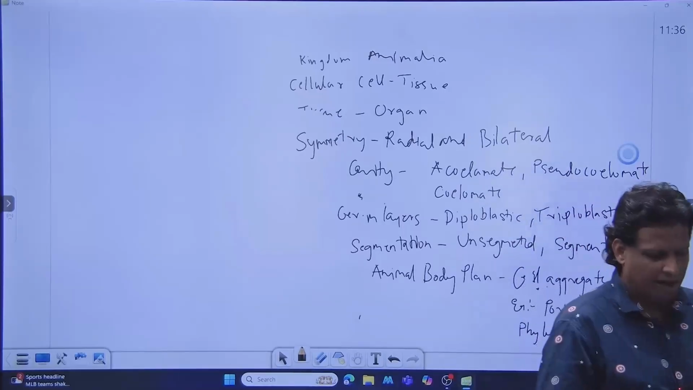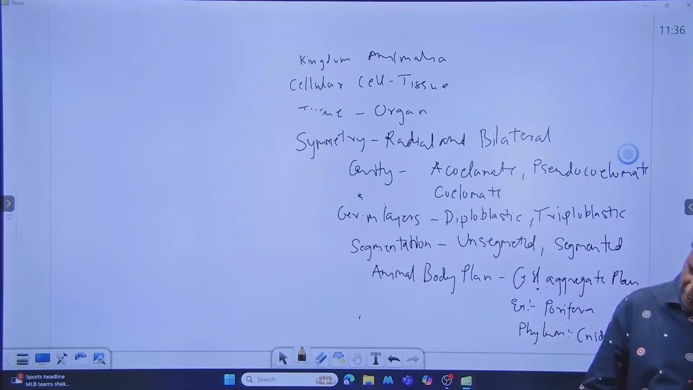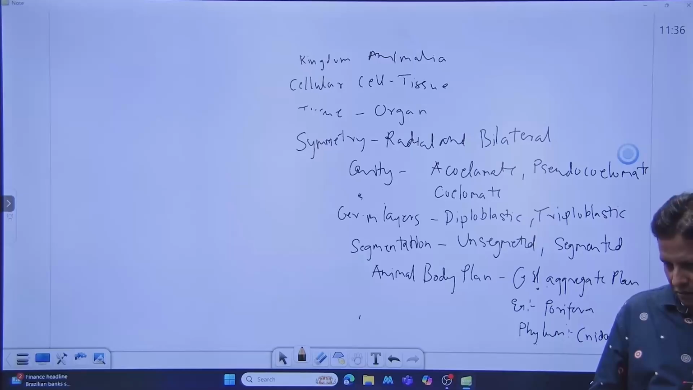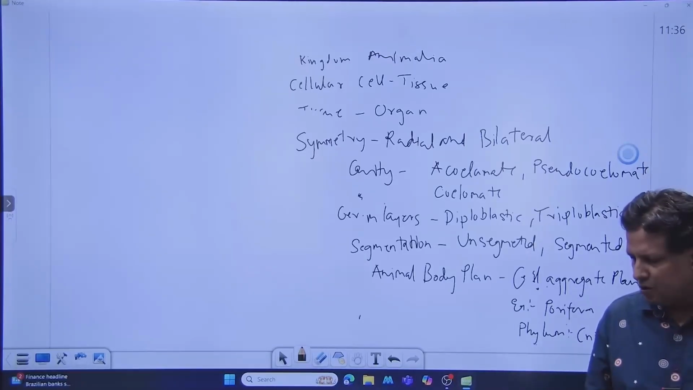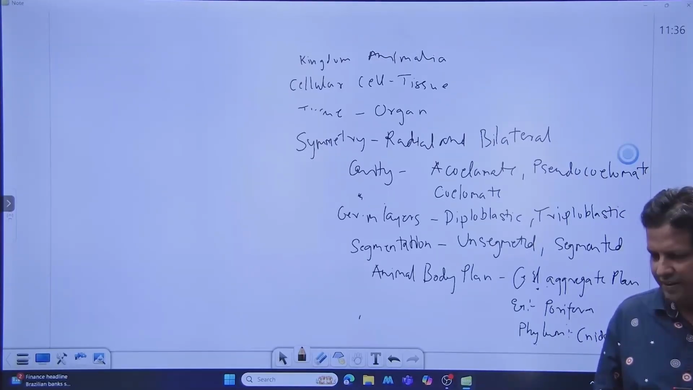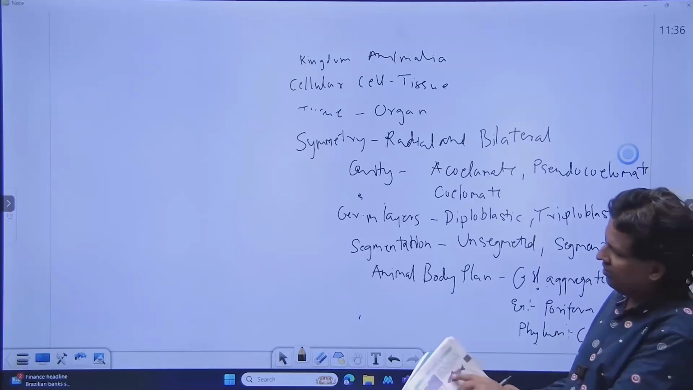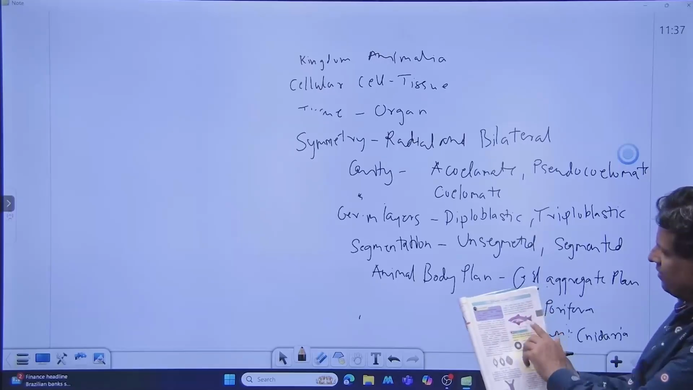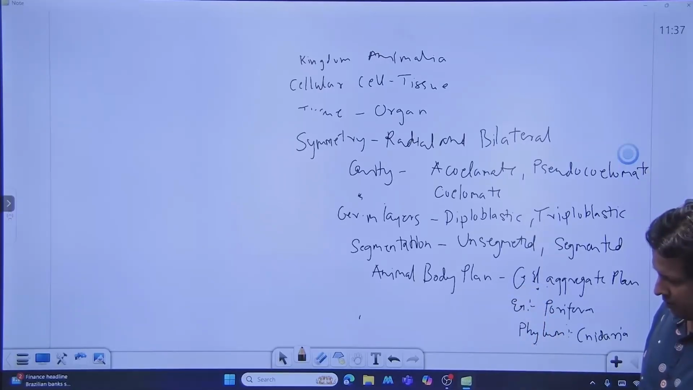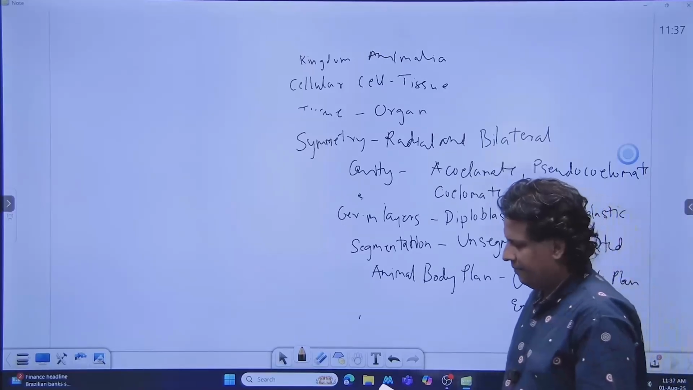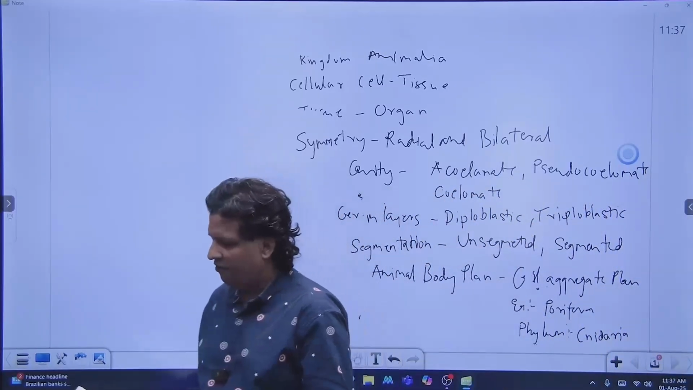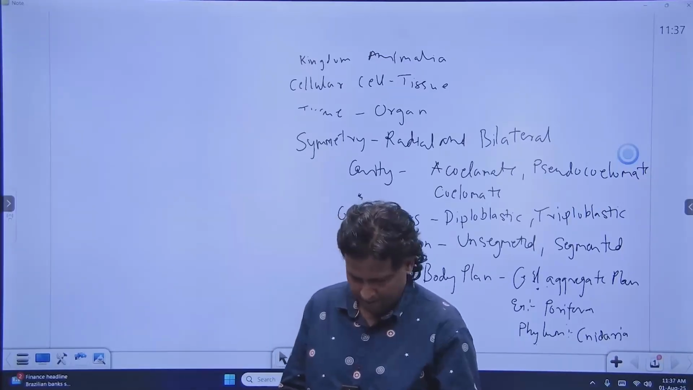Tube within tube body plan. I am telling you, you are listening, no? Yes, ma'am. Digestive system, you know, digestion takes place, excretion takes place, is present in a tube-like body cavity. Mouth and anus are present. For example, see this fish. This is mouth, this is anus. Everybody see this. Annelida onwards, all phyla show this type of body plan.